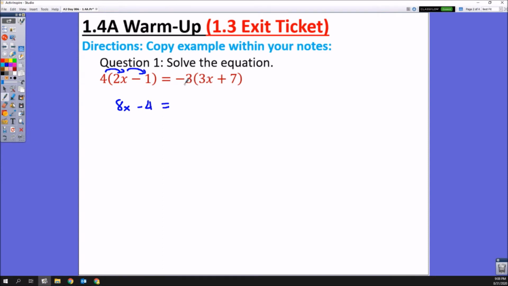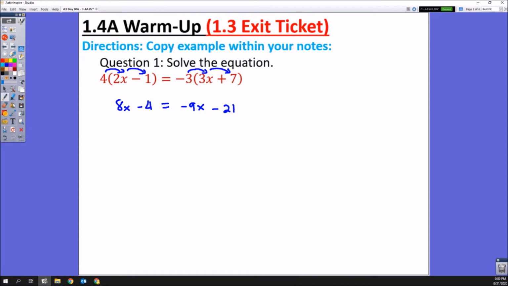So I'm going to do the same process with this negative 3. Notice how the negative 3 is directly in front of the parenthesis. So I'm going to distribute to everything that's inside the parenthesis. So negative 3 times 3x would be a negative 9x. Then negative 3 times positive 7 would be negative 21.